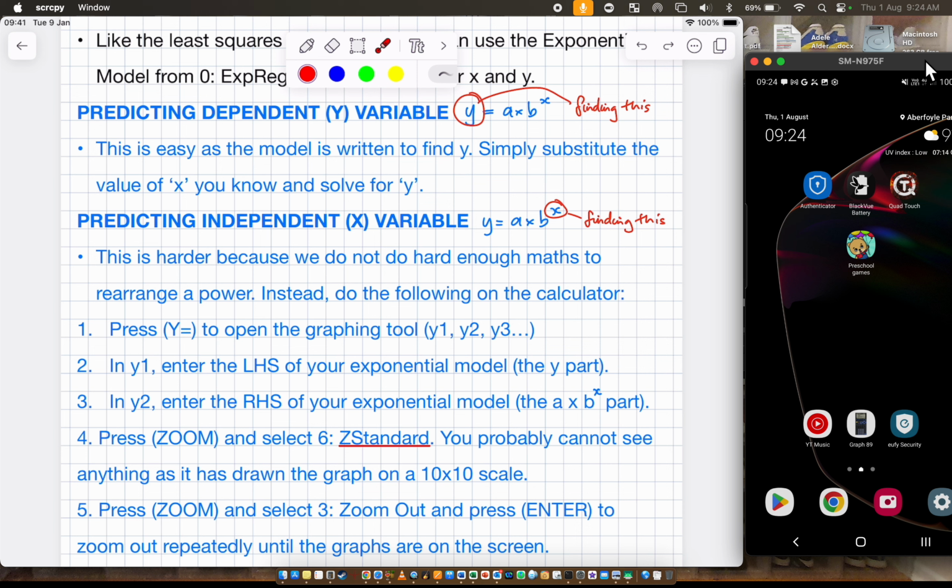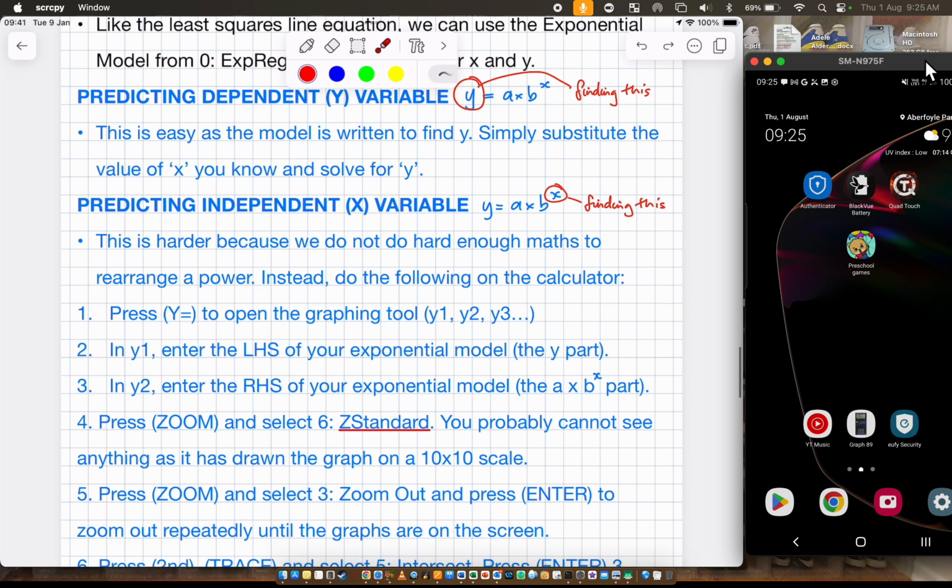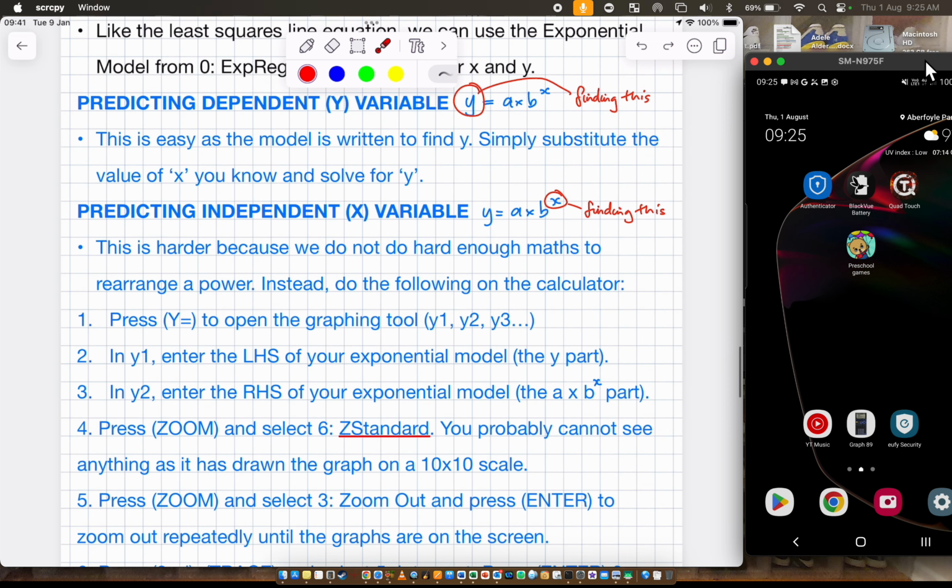That's easy to do, but if you're predicting the independent variable x, so you're trying to find the power of x, that's harder because in general we do not do hard enough maths to rearrange a power. Methods kids, this would have been natural logs, and you're not going to be marked down if you're running out of time and you use natural logs to find this answer, if you can remember it. But because we're general, I have to show you how to do it with a calculator. So can you please, for now, get this down: predicting the dependent variable, and the instructions for it: substitute x in and solve for y.